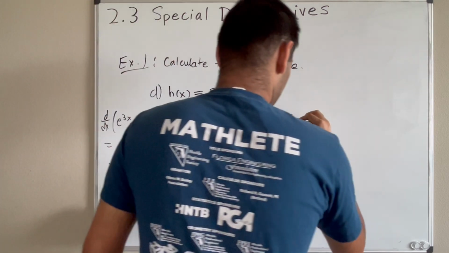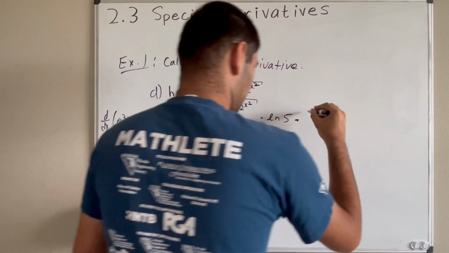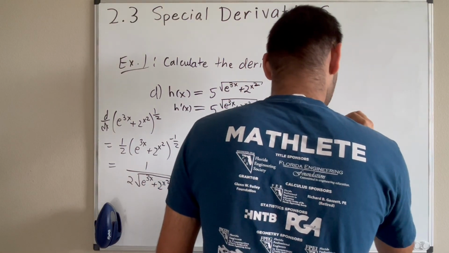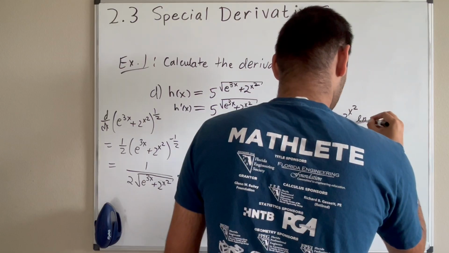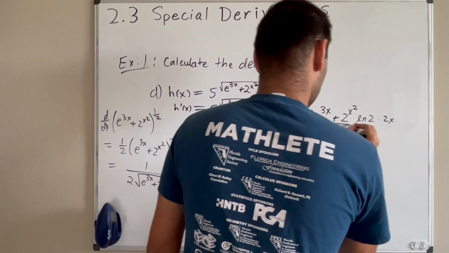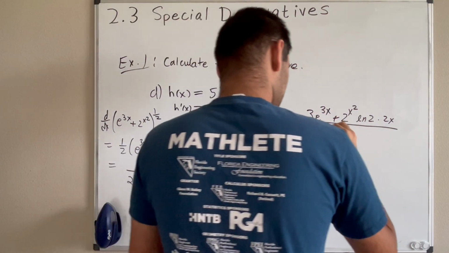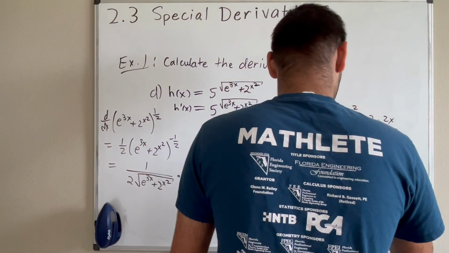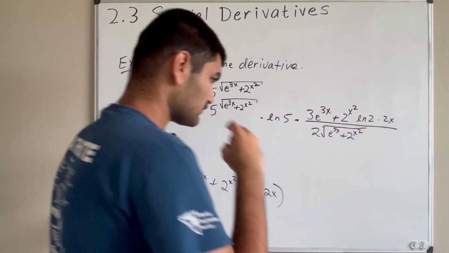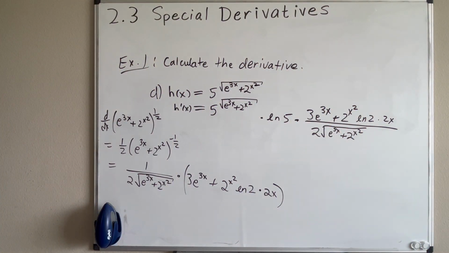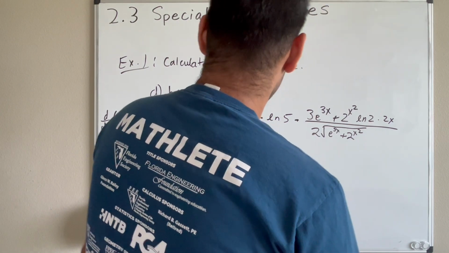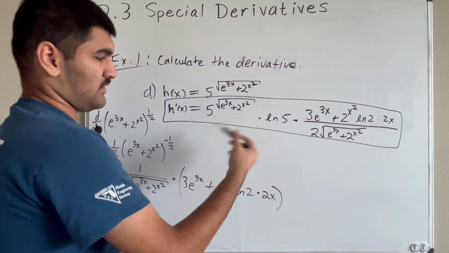So we take this whole thing and we're multiplying it by this. So we have times 3e to the 3x plus 2 to the x squared natural log of 2 times 2x all over 2 square root of e to the 3x plus 2 to the x squared. Okay, so I don't think anything will cancel that much. So this is our final answer.